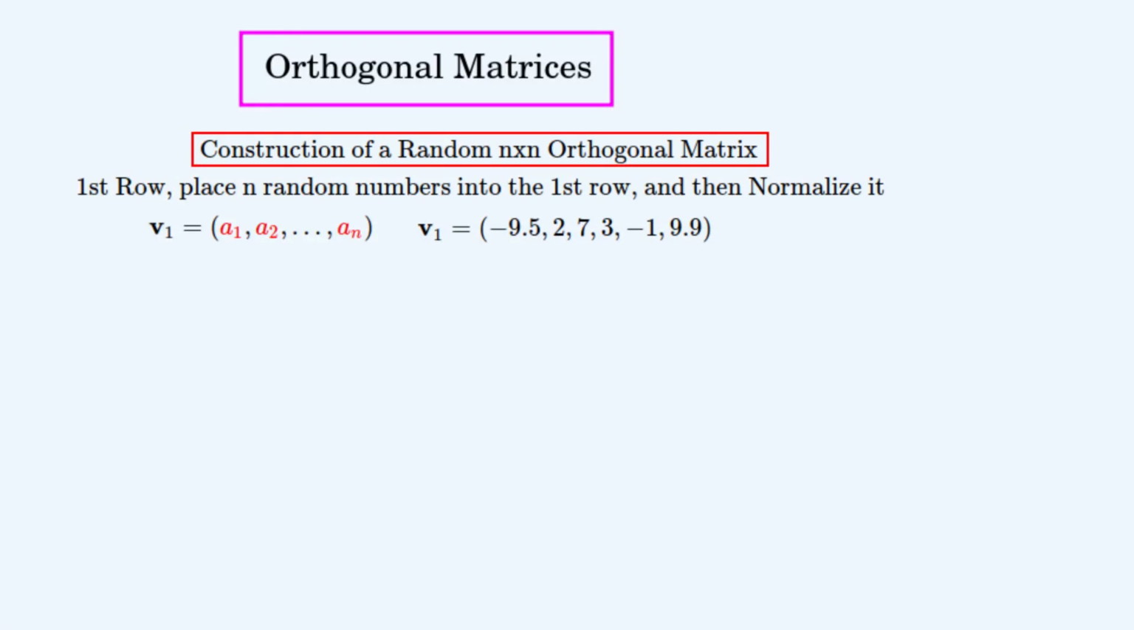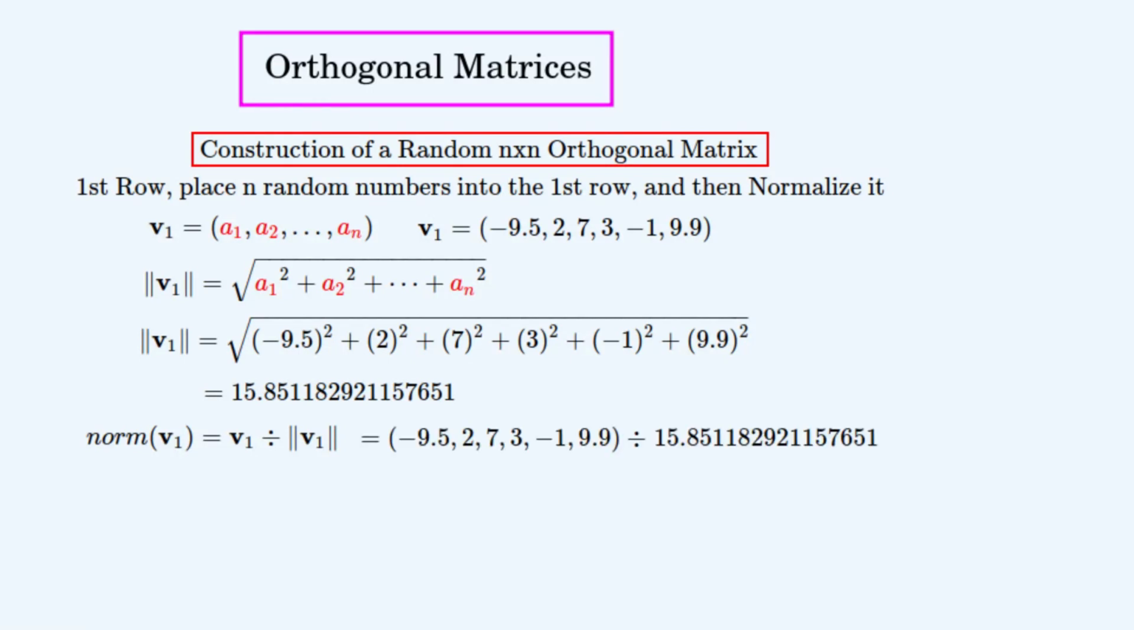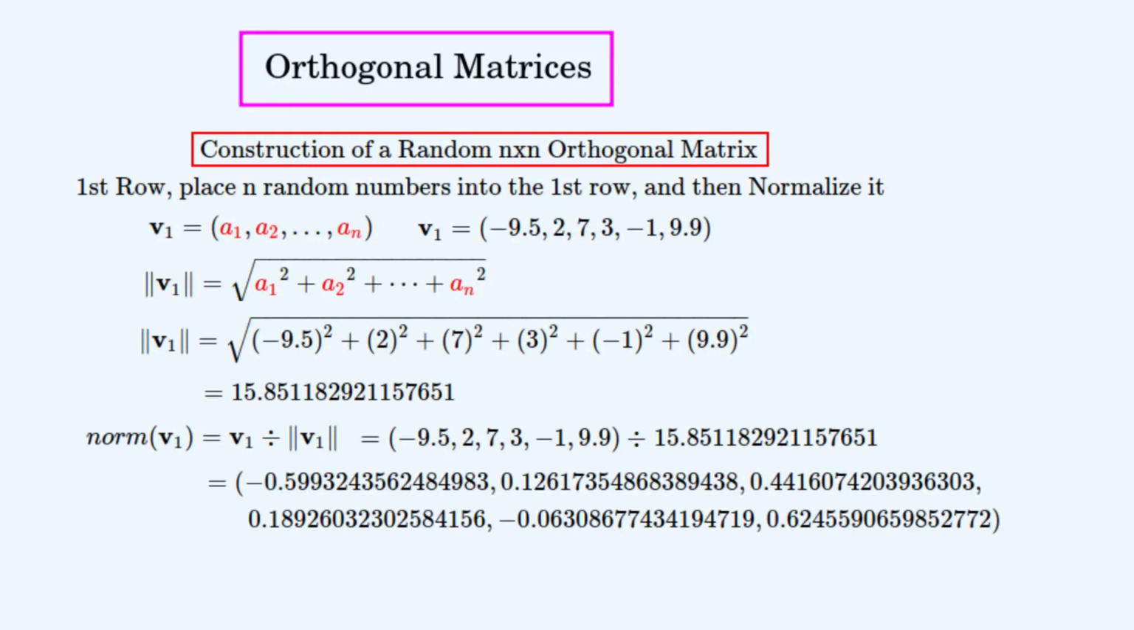So here's an example of random numbers placed into the first row of the matrix, which is the row vector v1. Then we'll calculate the norm or magnitude of this vector using this formula. We'll substitute all of the numbers into this formula, which will give us this number to a lot of significant figures. It's best to use a high degree of accuracy, since this is pure math, where it's to our advantage to do so. Then we'll normalize this row vector using this formula. We'll substitute all of the numbers into this formula, which will give us this normalized vector.